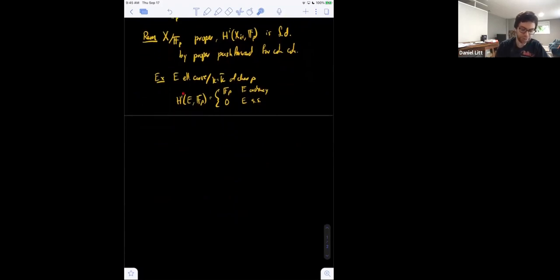So what I want to say is this dimension is probably not what you would expect. If you were taking the cohomology of an elliptic curve in characteristic 0, you would expect H^1 to be two-dimensional, right? It's a torus. So here we get something which is 1 or 0-dimensional.